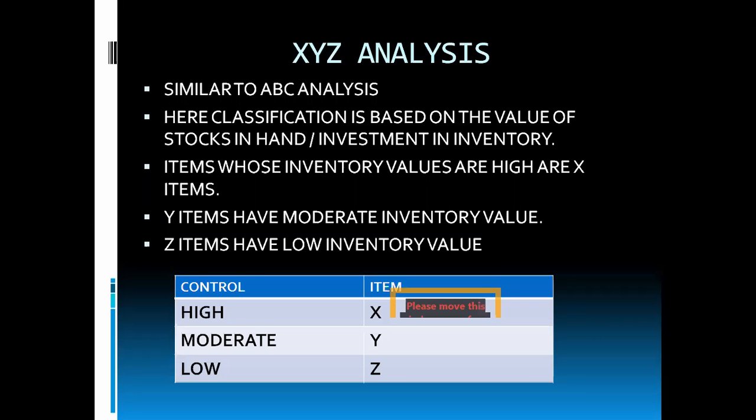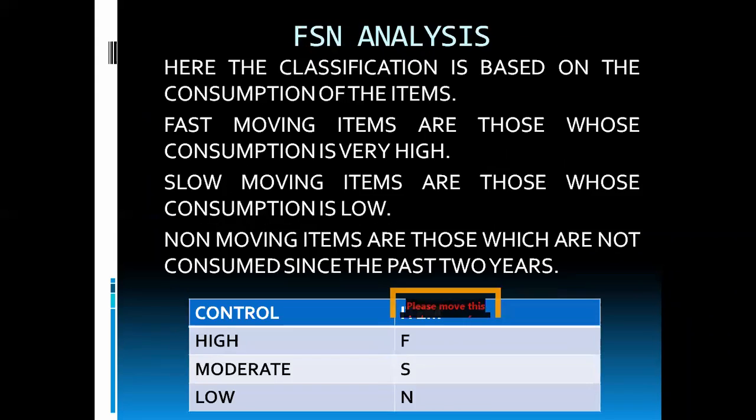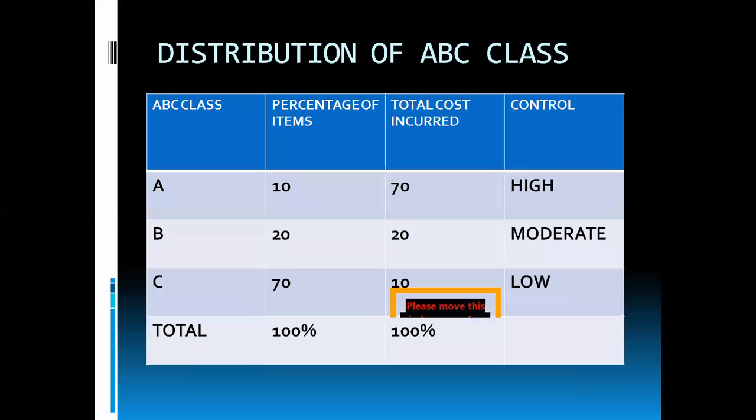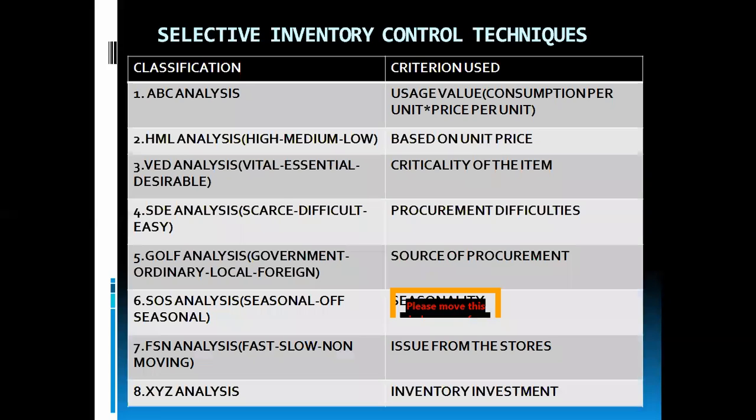This much is about the selective inventory control techniques. One by one, once more we'll give a quick review. You can see selective inventory control techniques start with ABC analysis. It is based on what? It is based on Pareto's law. We had seen yesterday, Pareto's law means vital few versus trivial many. And the criterion used is usage value.